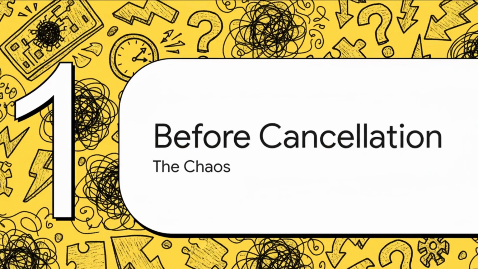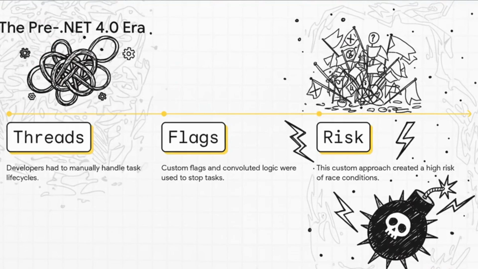To really get why the cancellation token is such a big deal, we have to jump in our time machine for a second. We need to see what the world of async programming was like before we had a standard way to just say, hey, whatever you're doing, just stop. Before .NET 4.0 came along, things were, well, a mess. It was kind of the Wild West.